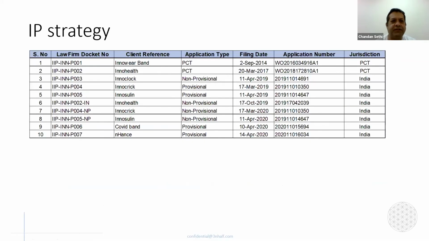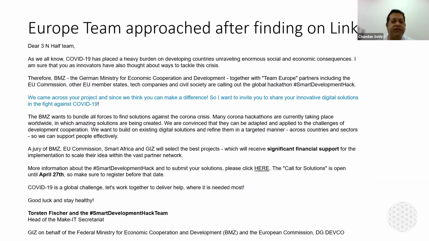There are a few patents which we have filed. I don't want to share that. There's been lots of interest from people outside India as well, outside Asia. We were approached by people from Germany, and we have sent our proposal to them as well. They want to collaborate. And then, of course, from Hong Kong as well.